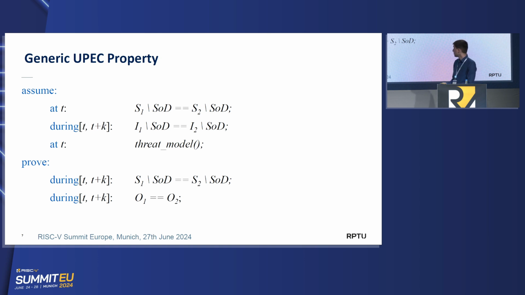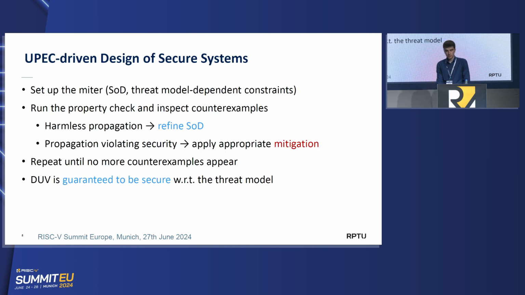So now that we have the property, let's see how we can use this property to design secure systems. So at the beginning, of course, we need to set up our miter model. We need to define, okay, what is our threat model? What do we choose as the SOD? And what are our threat model dependent constraints? If we have this, we can write the UPEC property and check it with any formal tool and inspect if there are some counterexamples. Then we can have two cases.